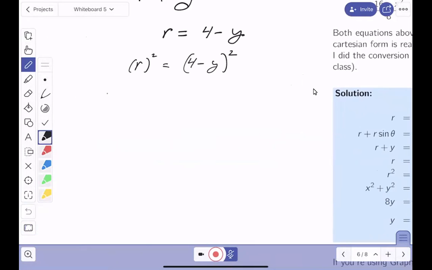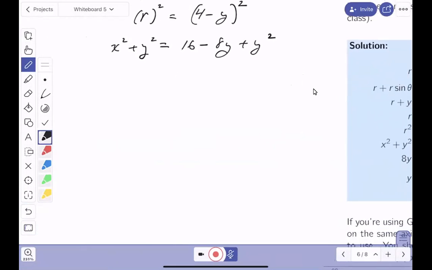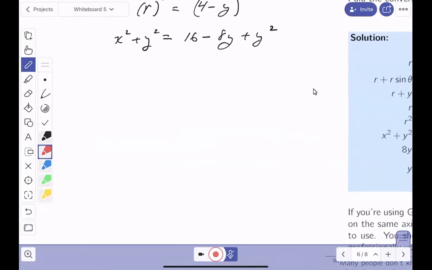Now, what's r squared? Well, it's x squared plus y squared. And what's 4 minus y squared? That would be 16 minus 8y plus y squared. Right now, everything is gone that was from the polar system. I'm completely in Cartesian now. I'm going to subtract y squared from both sides.